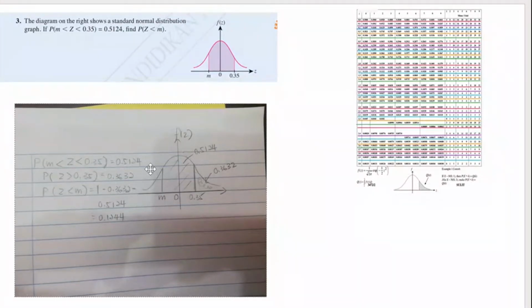Then I would like to find this part. Since the total probability is equal to 1, I will use 1 minus 0.3632 and then minus 0.5124, and lastly the answer I get is 0.1244. Thank you.